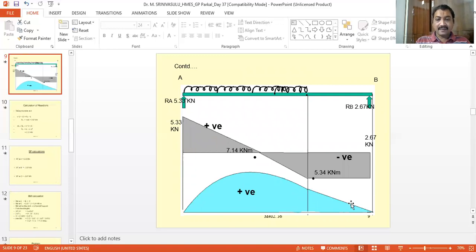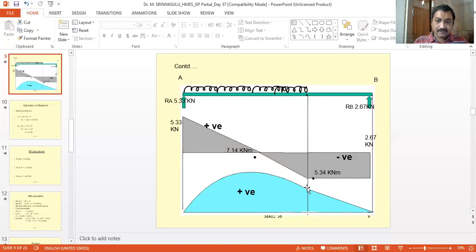Now we have the four points: first point, second point, third point, and fourth point. Now how to join them is very important. Where there is no UDL, you have to join with an inclined line. Where the UDL is acting, over this portion you have to join with a parabola. These three points you have to join with a parabola. So this is the shape of the bending moment diagram.